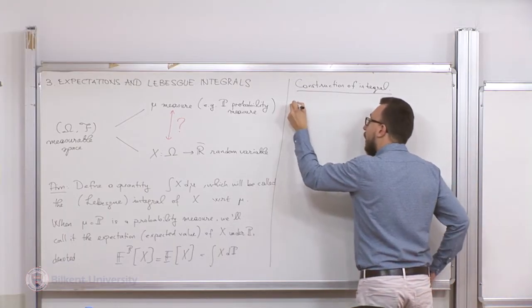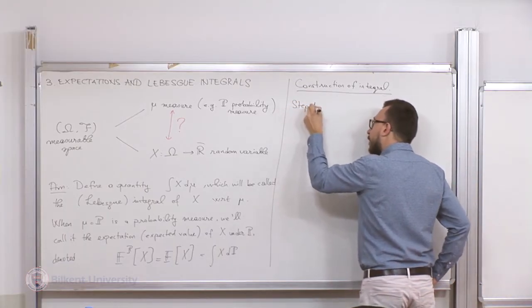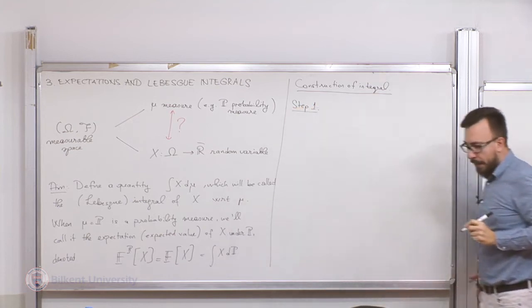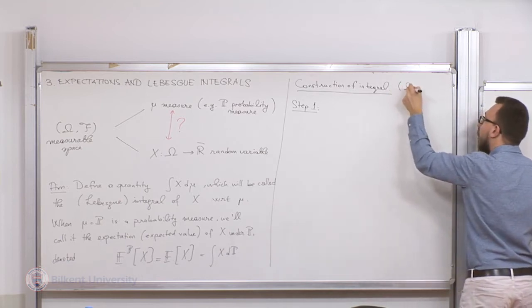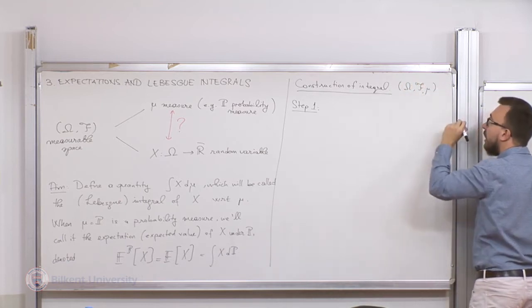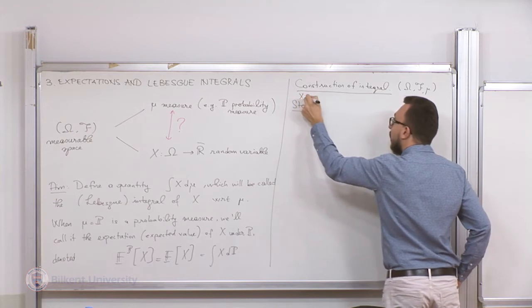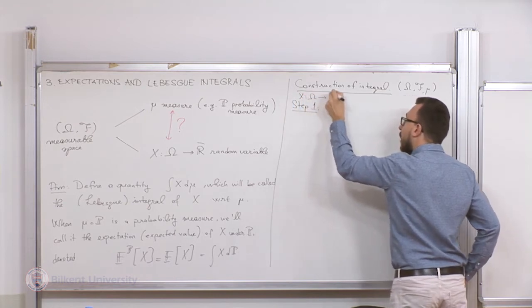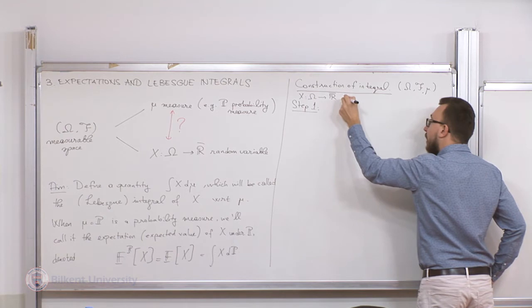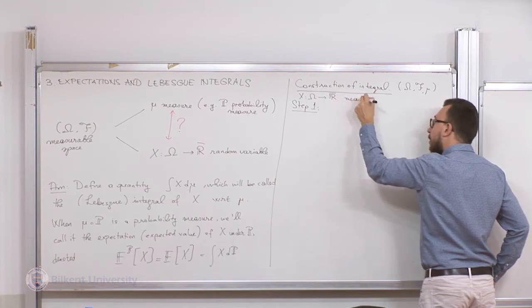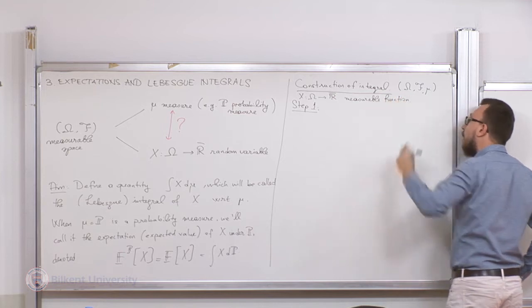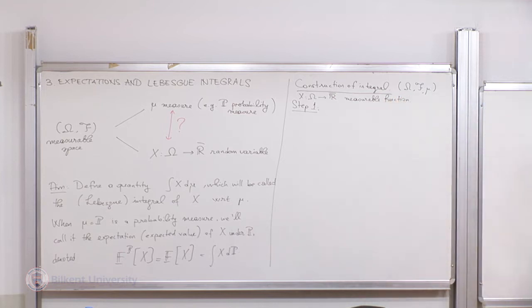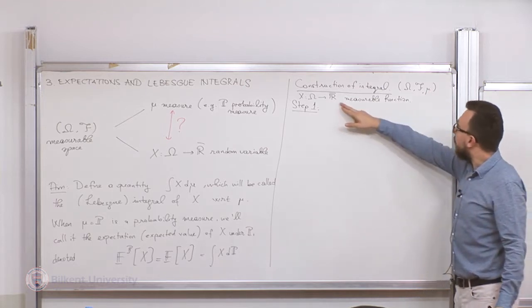So we're going to do it step by step. Okay, let me first fix our measure space, omega, F, mu, okay? And X a numerical function, let's say a measurable function. So that's an arbitrary measure space, and that's an arbitrary measurable function.